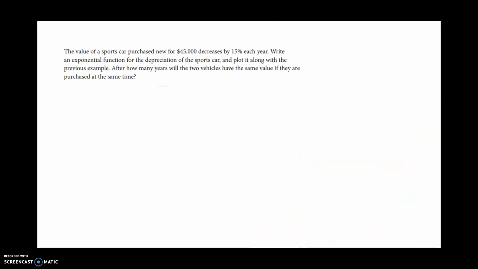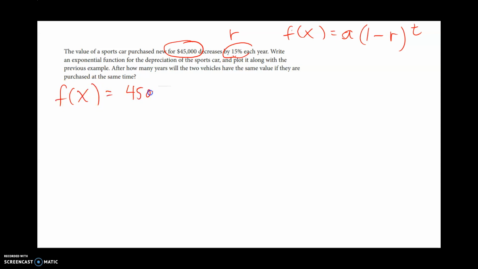All right, let's see. We're going to do one more. So the value of a sports car, let's put it so it looks like this: A times 1 minus r to the t. Same type of problem. The value of the sports car purchased new, A is the original value, decreases by this. Write an exponential function for the depreciation of the sports car. So f of x equals 45000 times 1 minus 15% to the t.